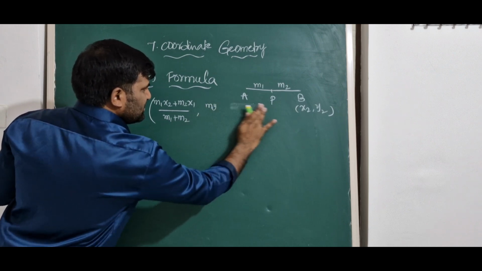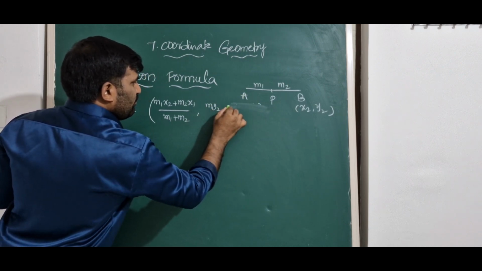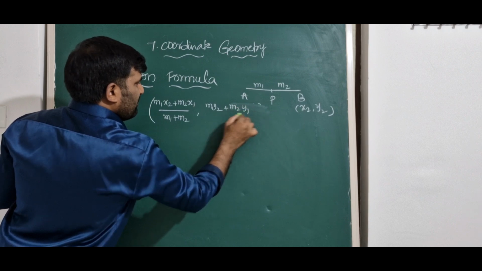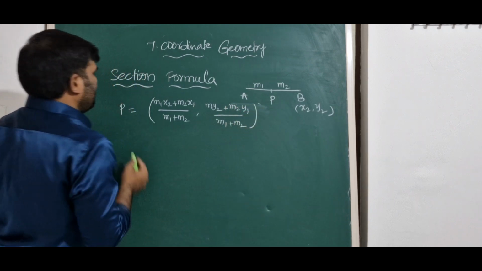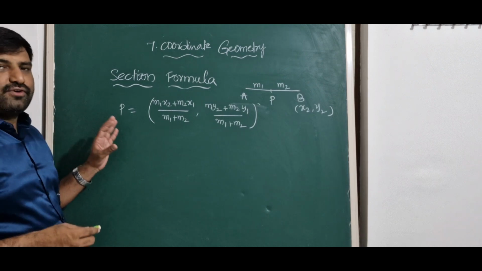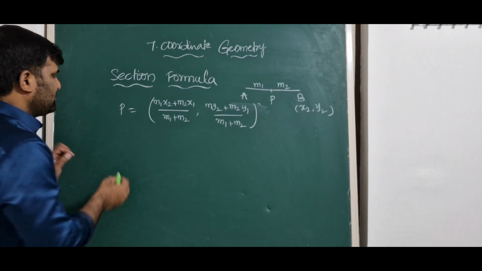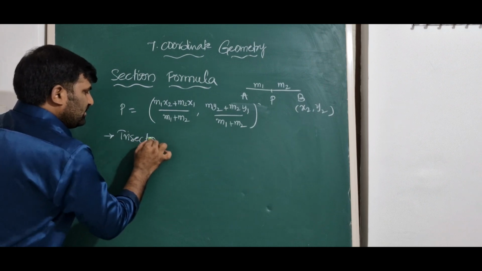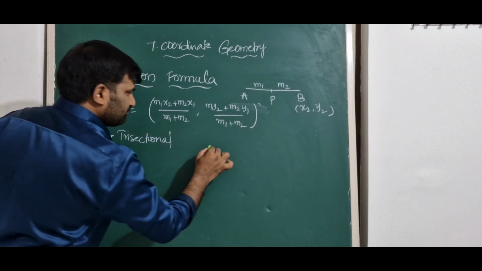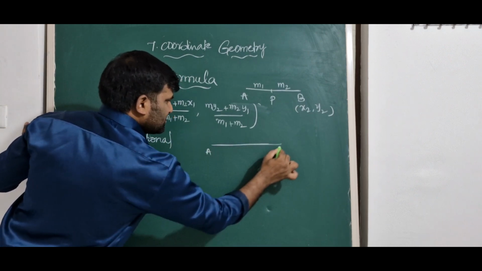I am erasing this one. m1 y2 plus m2 y1 by m1 plus m2 is the y coordinate of the point P. See what type of questions you will get on this. First one is trisection points. See what is the meaning of trisection.